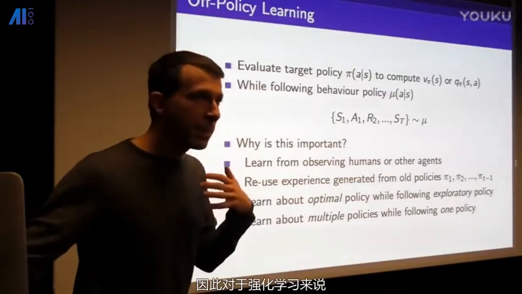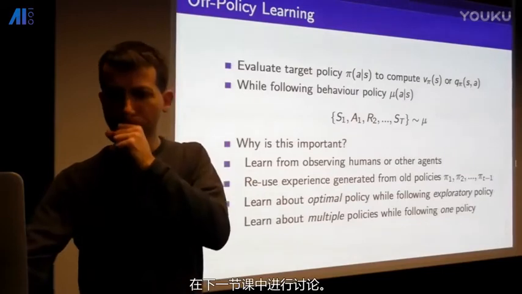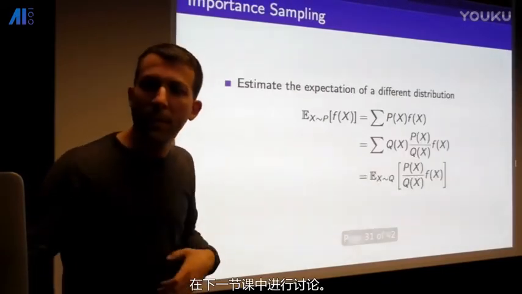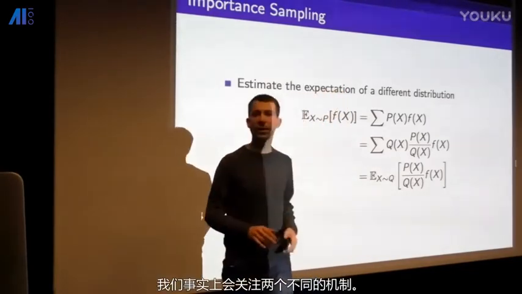learning. So it's a significant problem, and it's actually a thorny problem for reinforcement learning, as we'll see next class. But we're going to look at two mechanisms for dealing with this. The first of which is importance sampling.